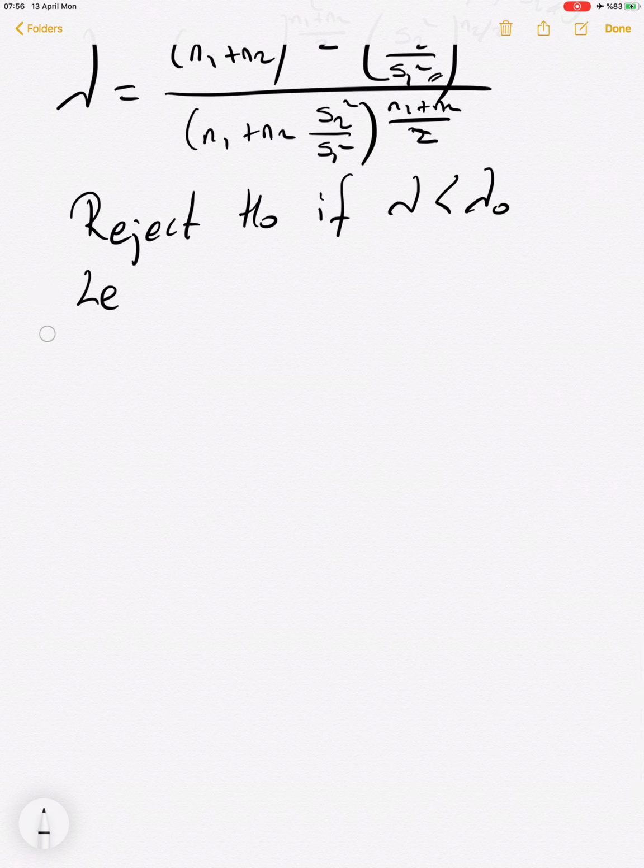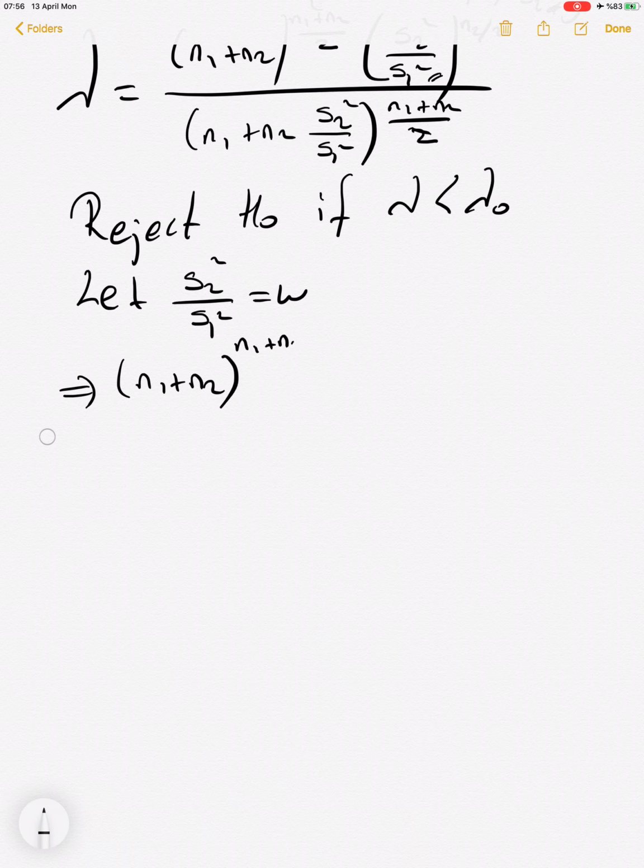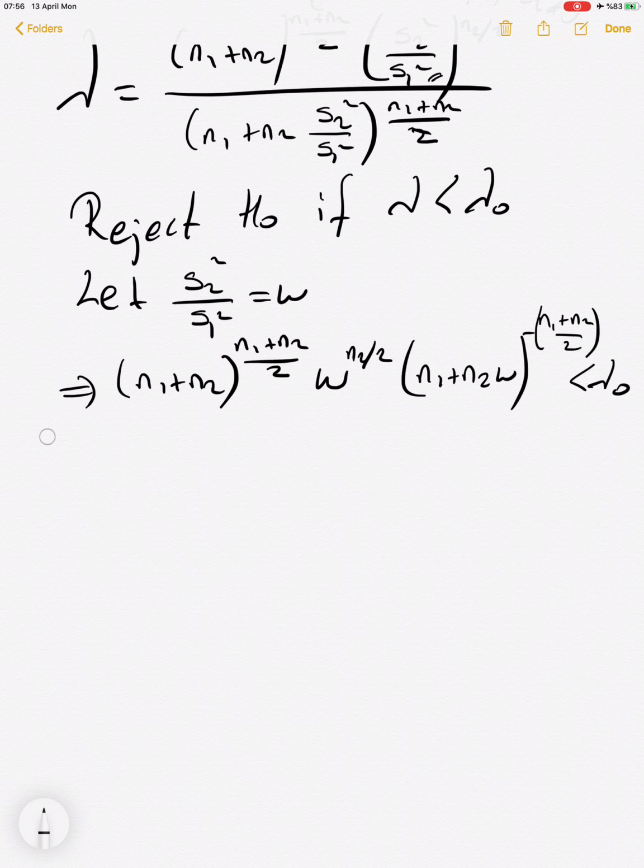So let S2 square over S1 square equal W. Then write our lambda as n1, n2 to the (n1 plus n2) over 2, and we have W to the n2 over 2, and we have (n1 plus n2 W) to the minus (n1 plus n2) over 2. So less than lambda 0. So we write everything in terms of W right now.